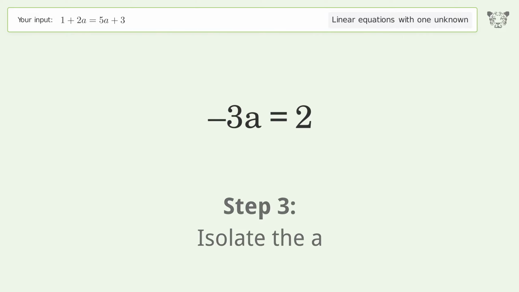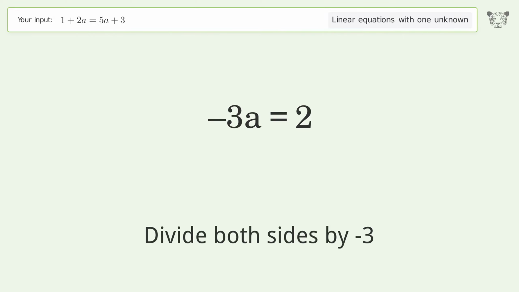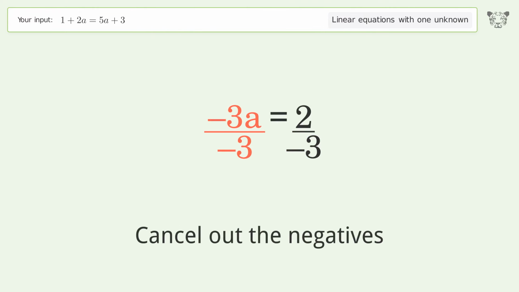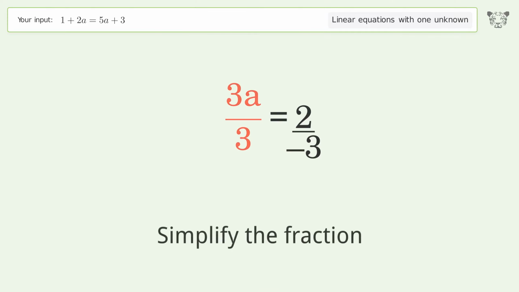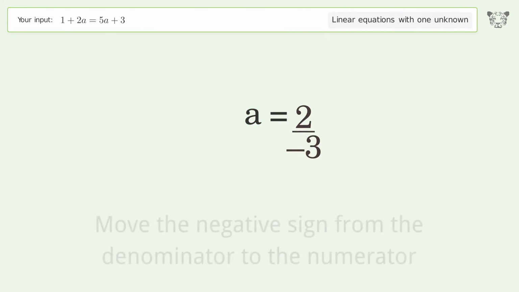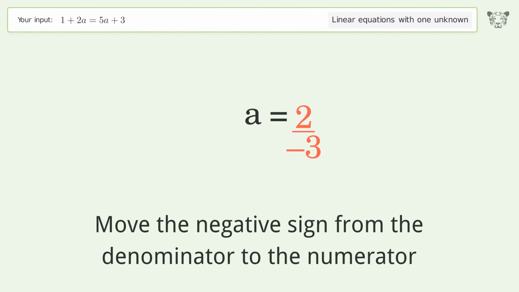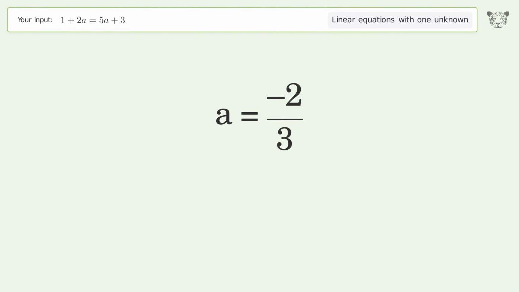Isolate the a. Divide both sides by -3. Cancel out the negatives. Simplify the fraction. Move the negative sign from the denominator to the numerator. And so the final result is a equals -2/3.